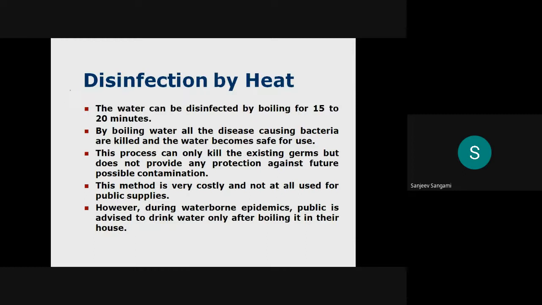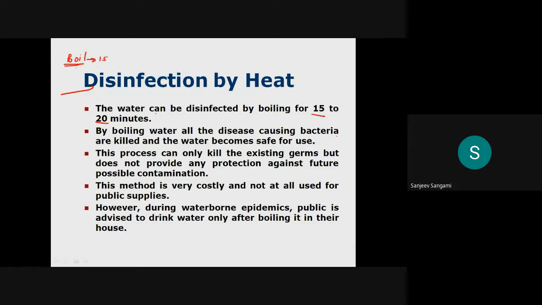Starting with disinfection by heat, the boiling technique we are talking about. Water can be disinfected by boiling for 15 to 20 minutes. By boiling water, all the disease-causing bacteria are killed and the water becomes safe for use. Even if you boil the water for 15 to 20 minutes, it is going to kill the pathogens. One more very important thing is that once you say it is disinfection by heat, it should boil. Remember, it should boil for 15 to 20 minutes.